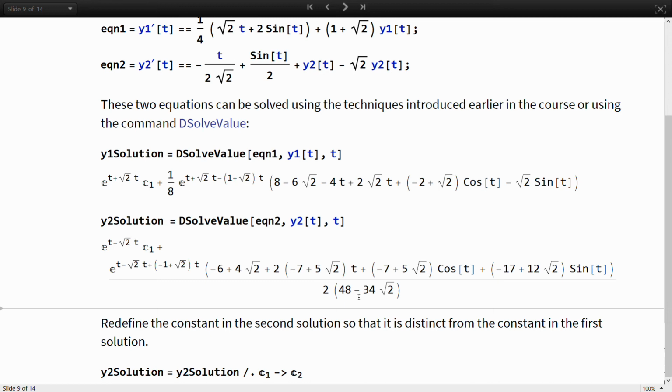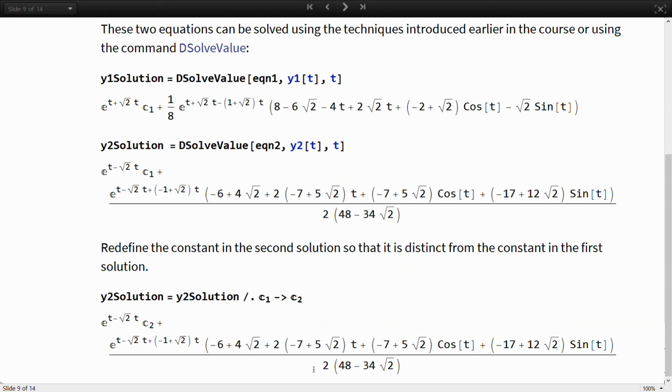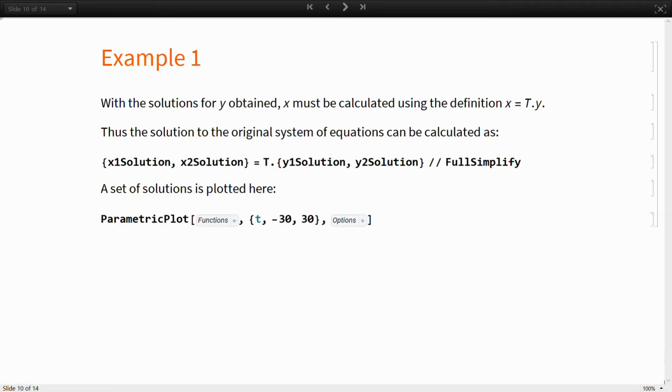However, it is important to remember that since we solve the equations separately, DSolve will use the same arbitrary constant. Therefore, one of the constants must be redefined to C2 so that the two constants are distinguishable. We have now solved the decoupled system for the y-vector.